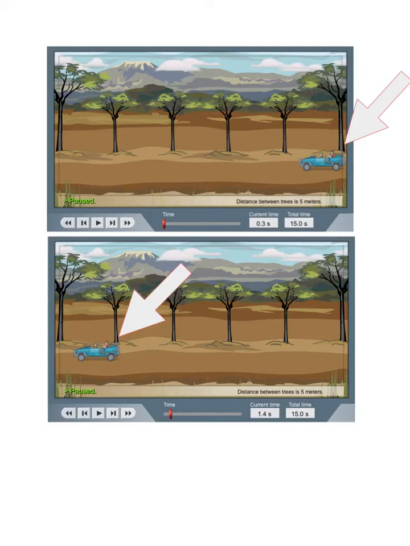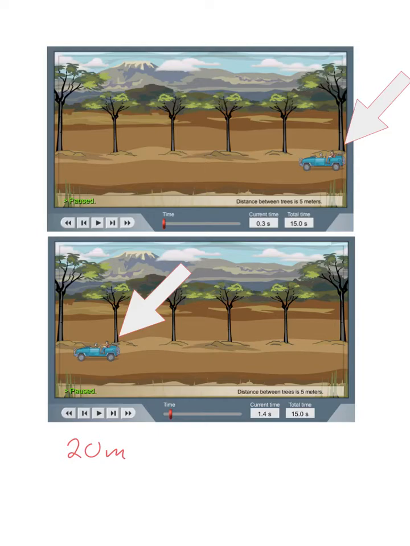The distance traveled here is that the vehicle went from this tree to this tree to this tree to this tree to this tree, and then is stopped here at this position. So we've got to figure out, using the information given, it says the distance between trees is 5 meters, so I can kind of count this out. It goes 5 meters, 10 meters, 15 meters, 20 meters. So I know what my distance is, 20 meters.